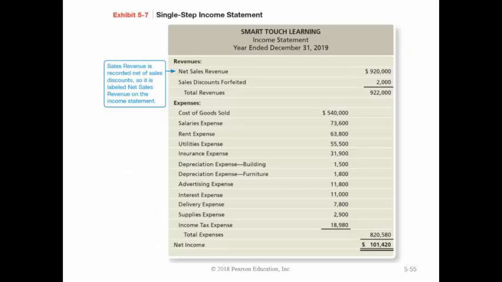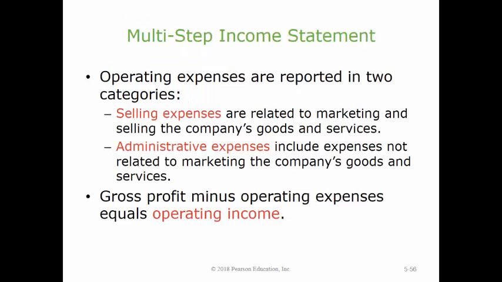A single-step income statement does not provide subtotals. Many companies use this format. The single-step format clearly distinguishes revenues from expenses and works well for service entities because they have no gross profit to report. Both merchandisers and service companies report operating expenses in two categories.